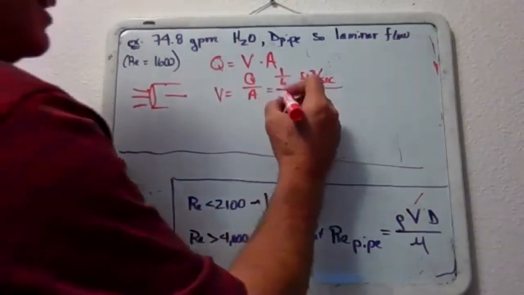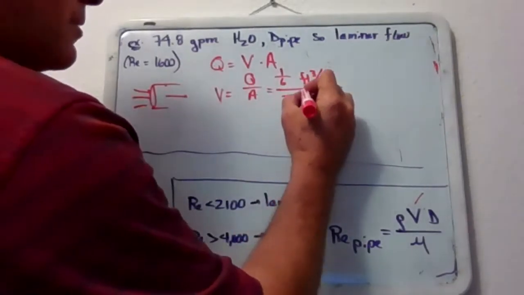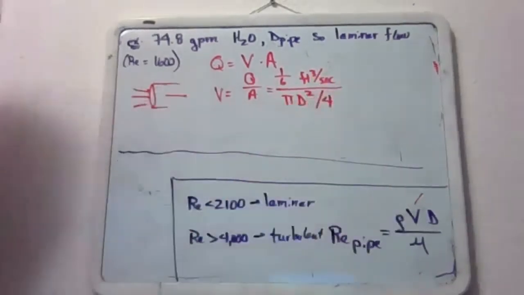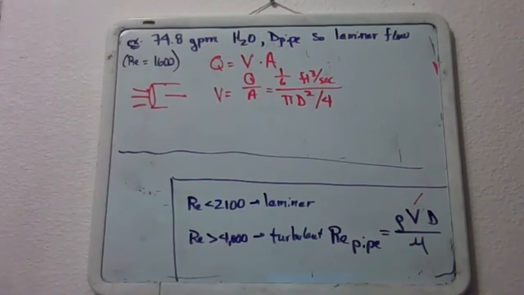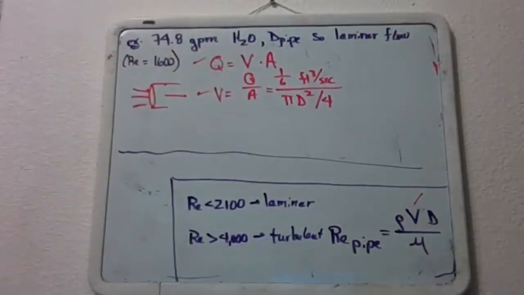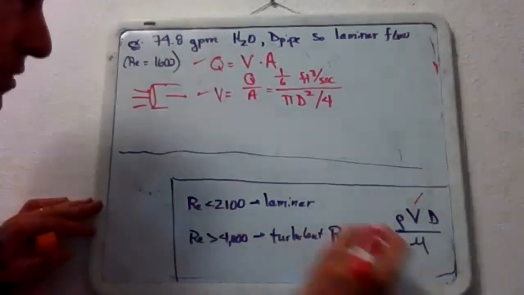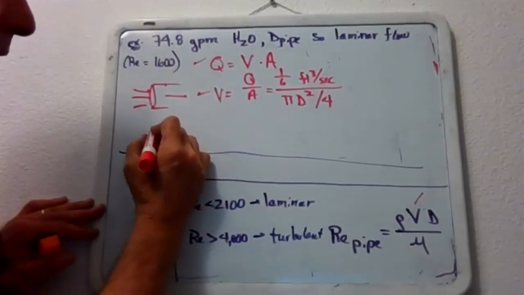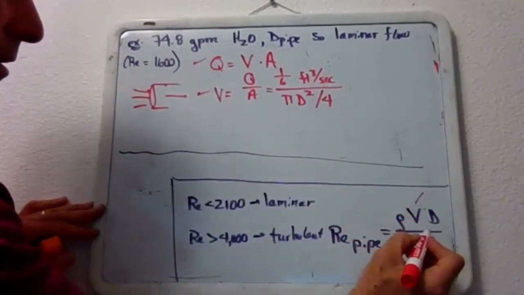So let's see, the area is pi d squared over 4. There we go. The area is pi d squared over 4. Now I can go to the Reynolds number. Really sorry about that, you guys. So here's the first 2 steps. And now I'm going to go to the Reynolds number equation, solve this for V. Okay, pardon me, solve this for D.